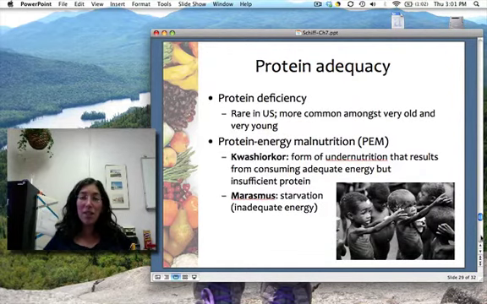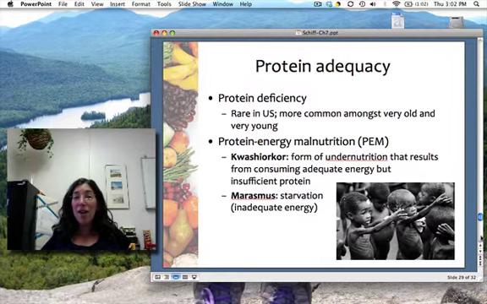Protein deficiency, the other side of the story, is fairly uncommon in Americans in our Western diet. It's more common amongst people who are very old and who are on fixed incomes and can't always afford food or aren't hungry, because as you get older, your taste buds start to die, and elderly people are often notorious for not eating well, for having poor appetite. So sometimes it's from that, sometimes it's from not being able to afford food.